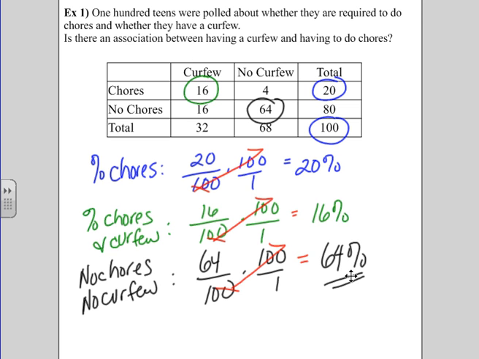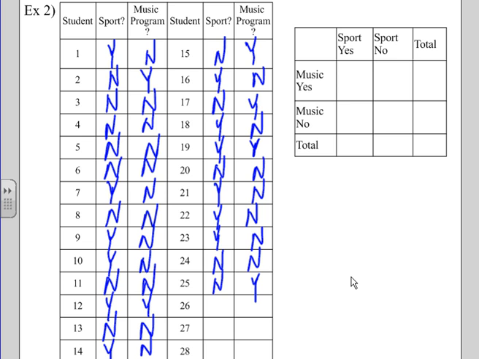Well, let's take a look. I did some data from my class today. I asked students if they were involved in a sport, whether on campus or outside in a club, and also were they involved in the music program here at school. So as I polled my students, I had 25 students in that class.